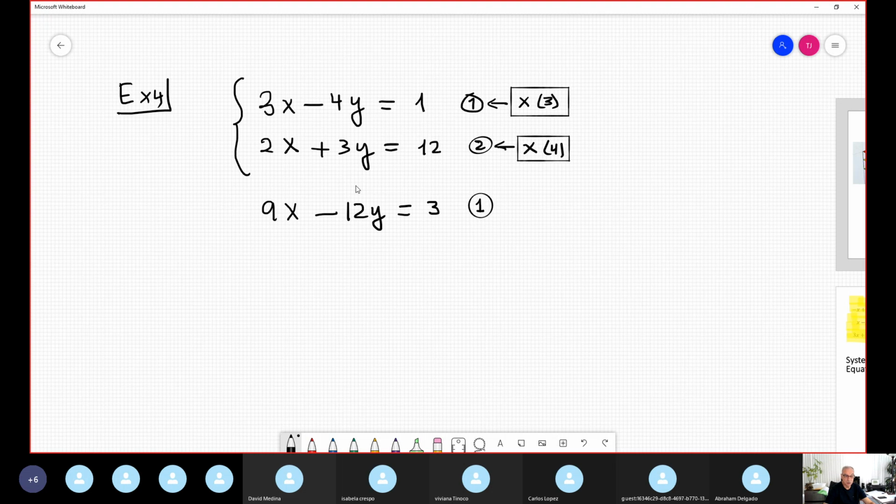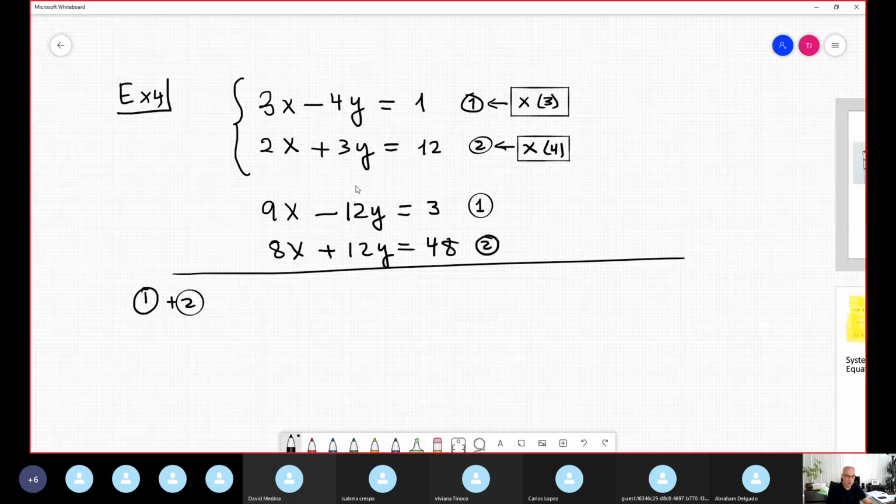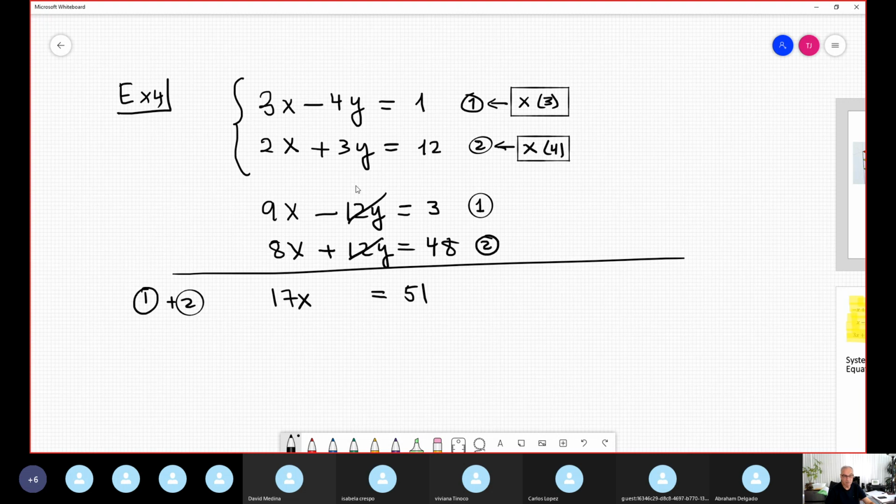And when you multiply equation 2 by 4, we have 8x, 4 times 2 is 8, plus 12y equal 48. This is equation 2. This is my new system. Now you're adding equation 1 plus equation 2 by column. The column of the x is 17x. The column for the y, wow, cancel. This was my intention. And this is 51. And finally, divide by 17 both sides. x is equal to 3.